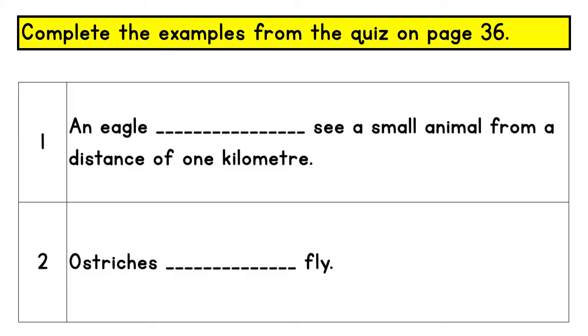Complete the examples from the quiz on page 36 that we have learned in our previous lesson. An eagle blank see a small animal from a distance of 1 kilometer. Can or can't? This is an affirmative or negative statement. Yes, an eagle can see a small animal from a distance of 1 kilometer. Ostriches can fly or ostriches can't fly? Yes, the answer is can't.